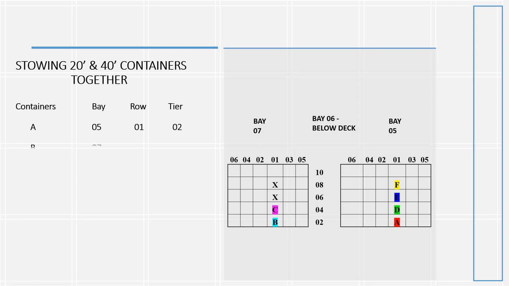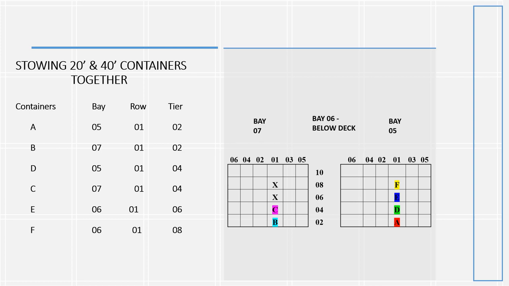So let us now store 20s and 40s together. Container A is identified in the forward bay, which is 05. It is in row 01 and tier 02. Container B is in the after bay, which is bay 07. It is also in row 01 and it is also on tier 02. That simply means these two 20-foot containers are side by side.